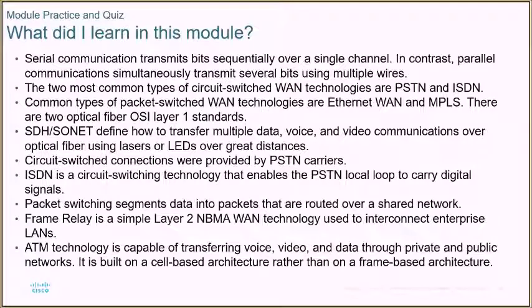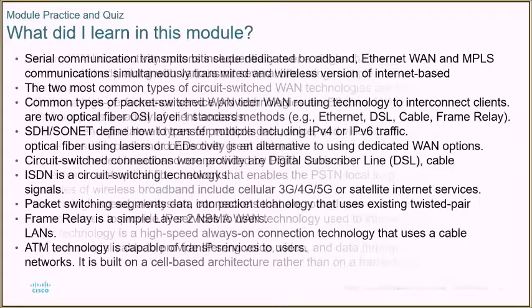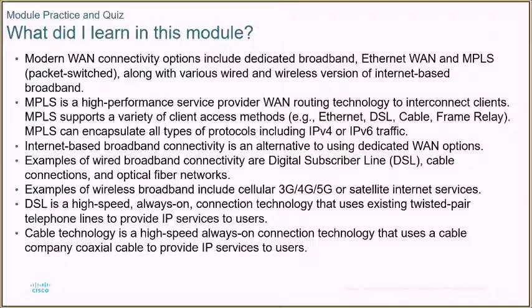Frame relay is a single layer 2 NBMA, non-broadcast multiple access, WAN technology used to interconnect enterprise LANs. ATM is capable of transferring voice, video, and data through private and public networks. It is built on a cell-based architecture rather than a frame-based architecture. Modern WAN connectivity options include dedicated broadband, Ethernet WAN, and MPLS, along with various wired and wireless versions of internet-based broadband. MPLS is a high-performance service provider WAN routing technology to interconnect clients.